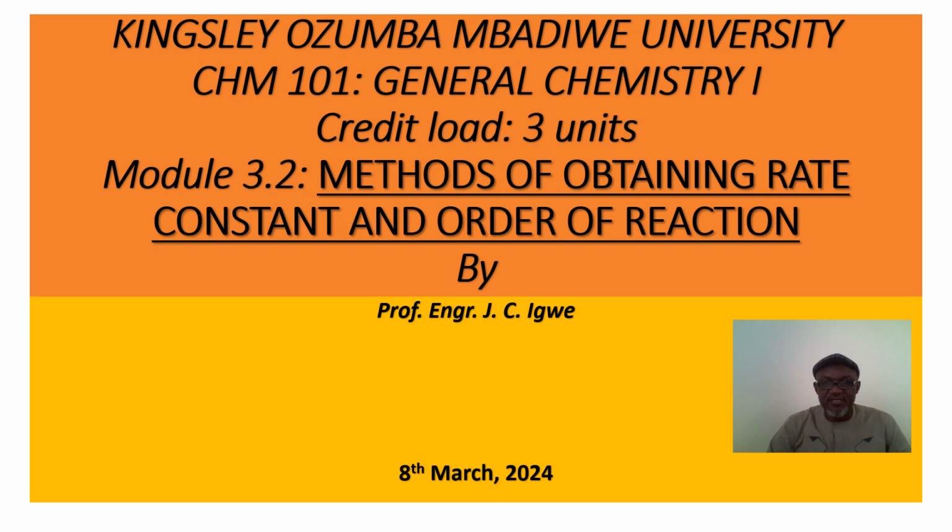Remember I said that the rate law in Module 3.1 must be obtained experimentally. So we're going to look at the methods we can use to obtain this rate constant and order of reaction. And once we're able to obtain the rate constant and order of reaction, then we can obtain the rate law.